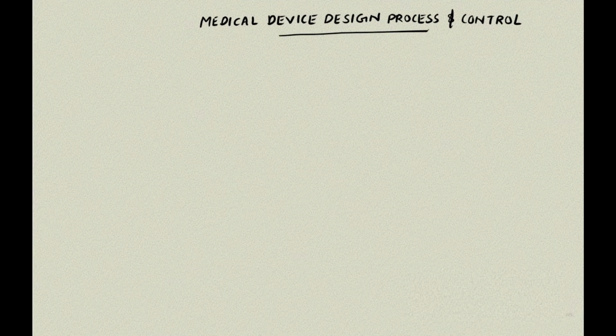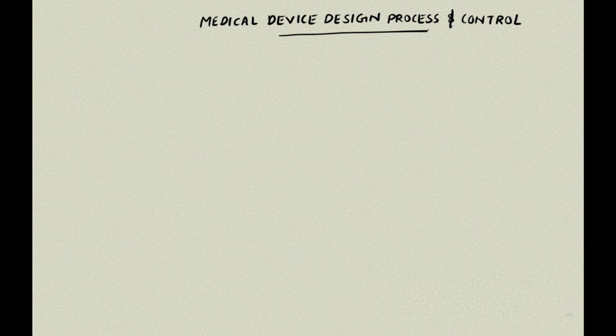Today we are going to describe the design process and its control during the development of a new medical device. So as you know, once the concept of the product is finalized, the next step in the development phase is the design. The design is the most important stage in the development cycle because a bad design may lead to an inefficient and unsafe product.